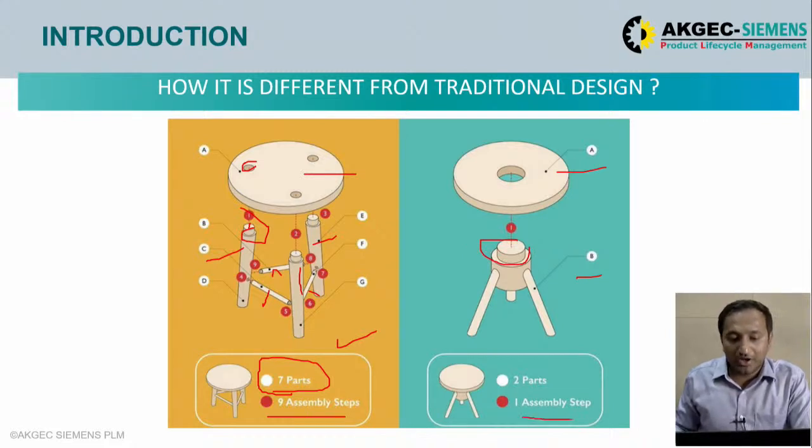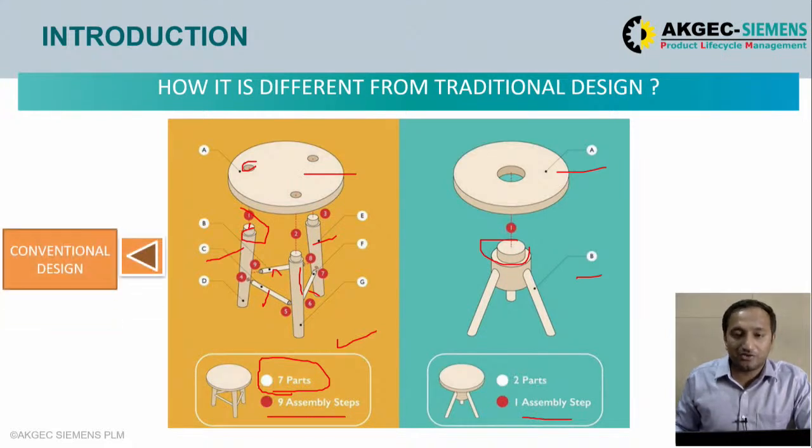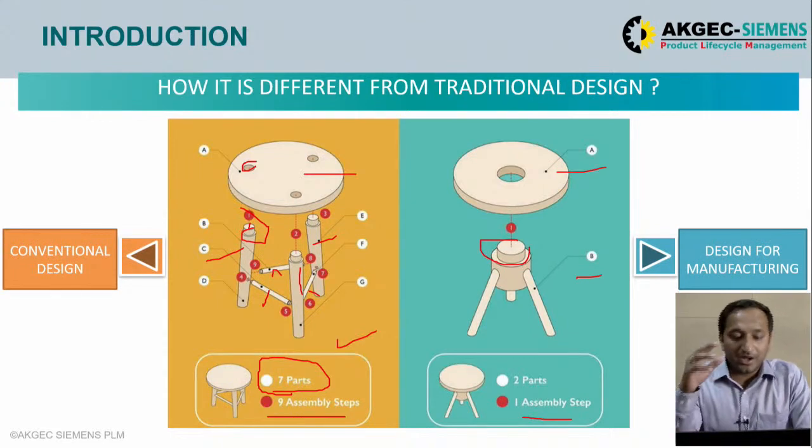So I think it is quite evident that on the left side of the figure, it is conventional design, and on the right side of the figure, it is design for manufacturing. So what we can get from this is, when we are designing a product with the principle of design for manufacturing, that is DFM, we are reducing the assembly steps. We are designing the product, or choosing the manufacturing process, in such a way that the assembly steps are reduced. That is the principle behind design for manufacturing.